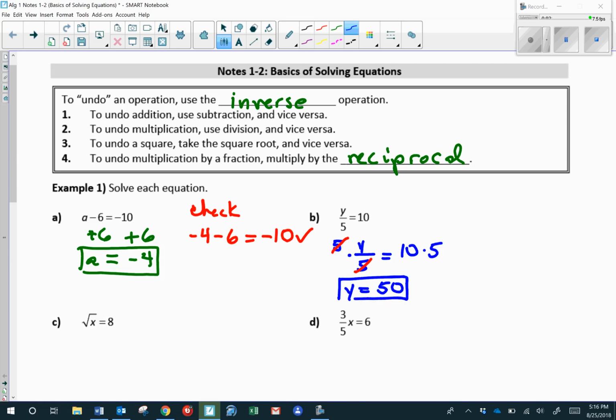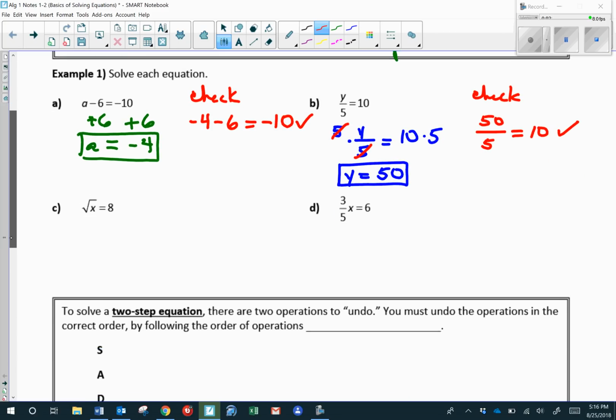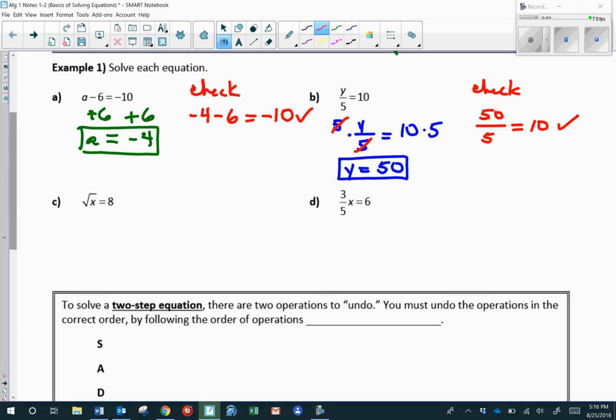That's our solution to the equation, and we can check that by replacing y with 50 in the original equation. 50 over 5 equals 10. That's a true equation, so that solution checks. Checking is something that helps us know whether we've made a mistake in solving the original equation. If we have, then we need to look back at our work.